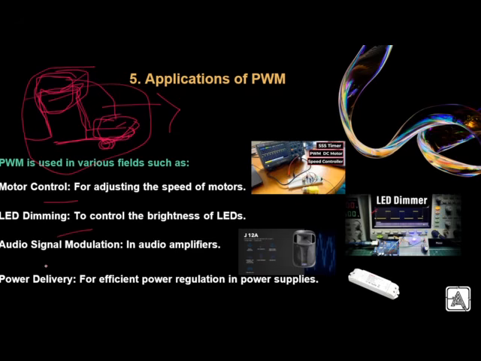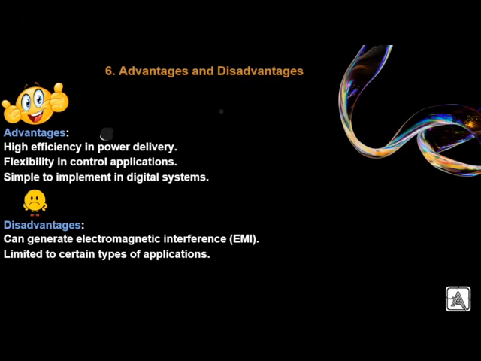I've explained audio signals, where changing the amplitude to high and low gives you different types of sound, and power delivery, the most efficient and most important one, which I explained at the beginning. So let's move further to advantages and disadvantages. I've told you that the most important advantage is that it is power efficient in power delivery.